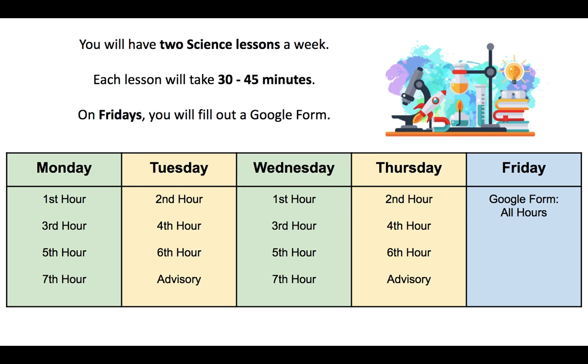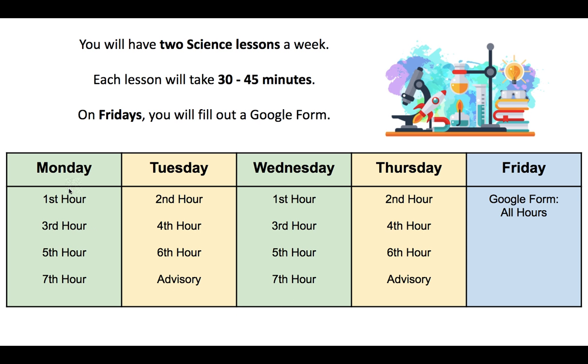For the next 9 weeks, you will have 2 science lessons every week. Each of these lessons will take 30 to 45 minutes. In addition, on Fridays, you'll fill out a Google form with a short question. The 2 days that you have to do your science lesson vary by school. Some schools are organizing it by hour of the day.